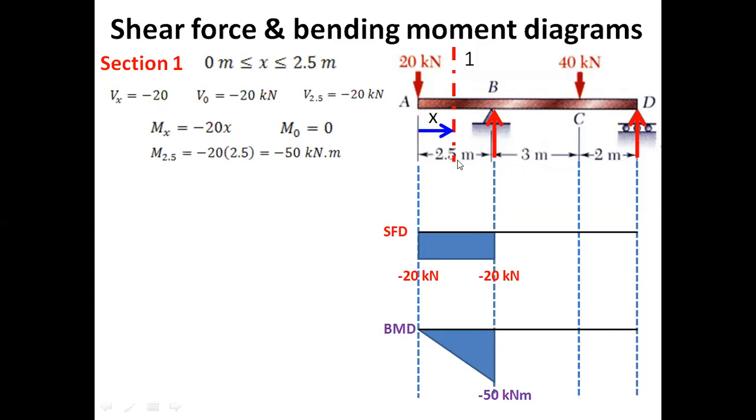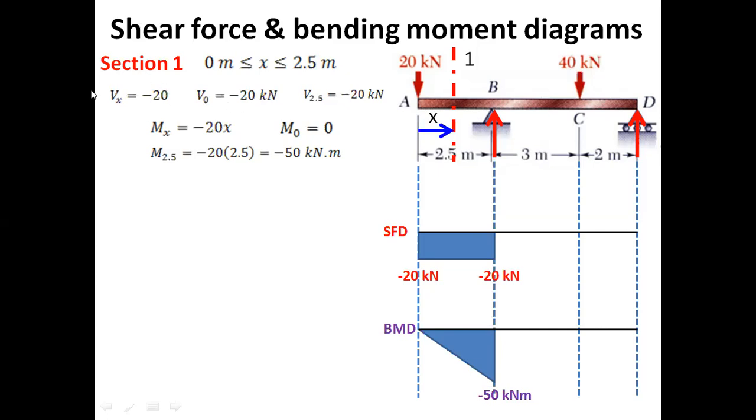So this x, as we discussed, works from point A up to point B, that is x works from 0 to 2.5, and V0 would be minus 20 kilonewton, and similarly V2.5. V0 is the shear force at this point, and V2.5 is the shear force at point B. It is also minus 20 kilonewton.